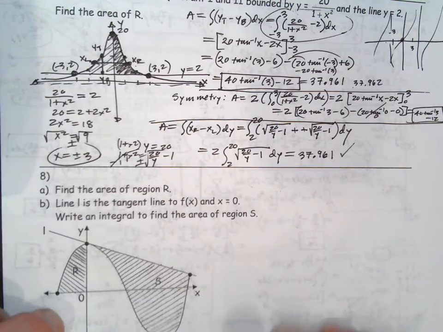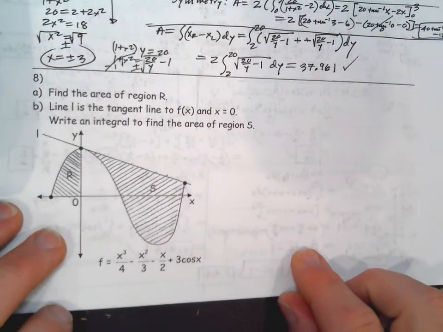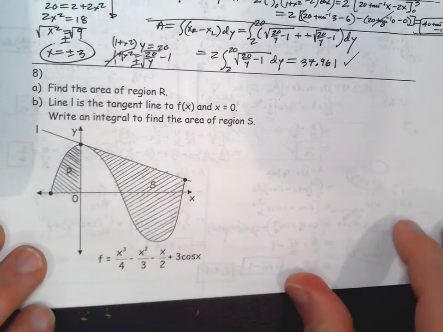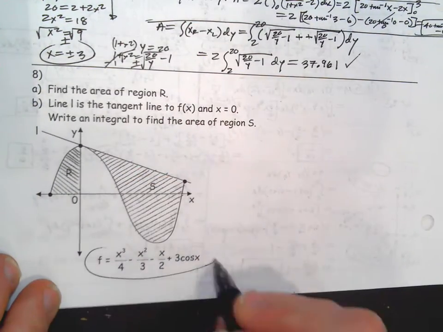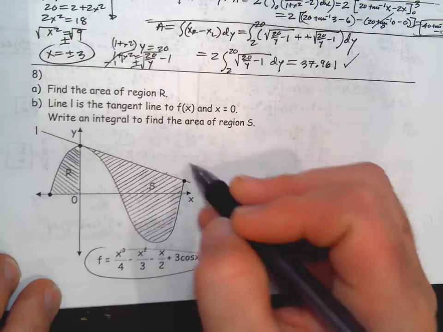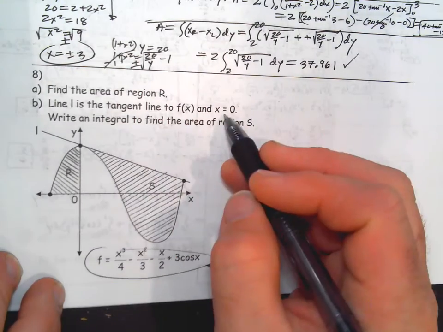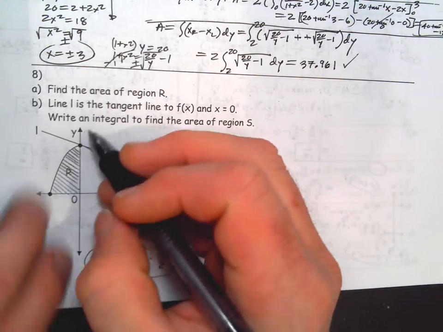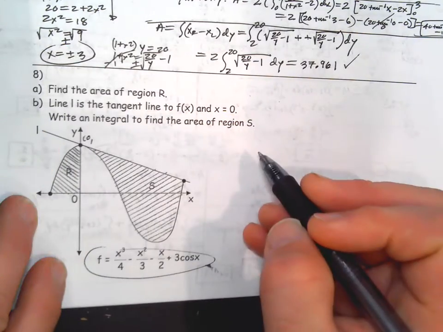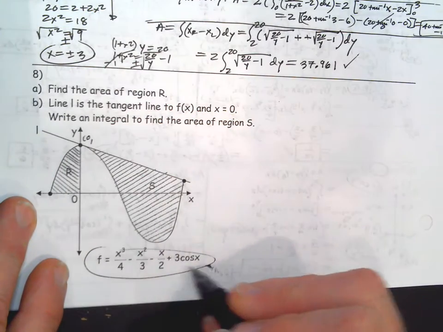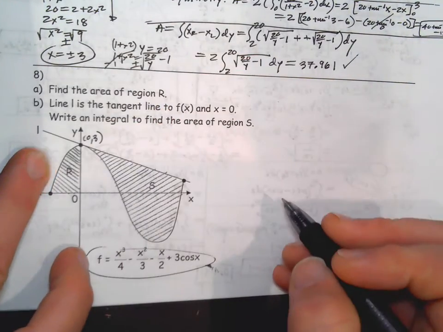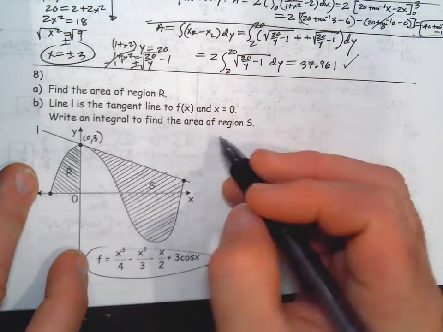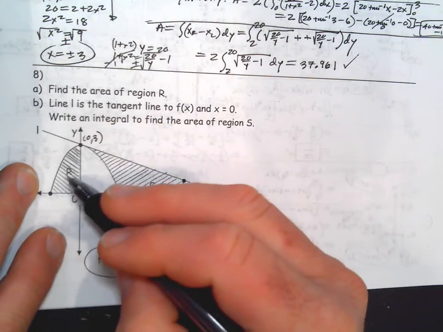So after setting it up by hand. Okay, number 8, find the area of region R, which is this region right here. And this is this function. It's kind of this crazy curve. Line L is a tangent line to f of x at x equals 0. If you plug 0 in here, by the way, you're going to get 0, 0, 0. Cosine 0 is 1, 3. So you know that point. Right interval to find the area of that. So let's just focus on R first.